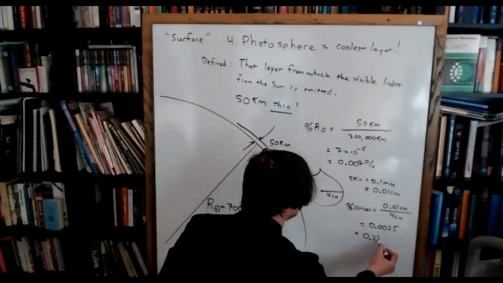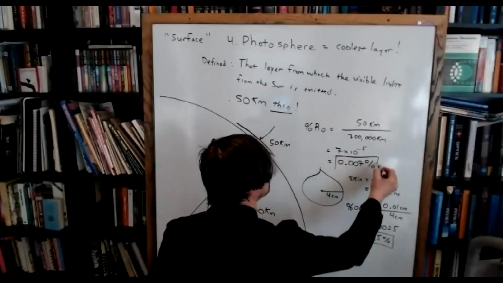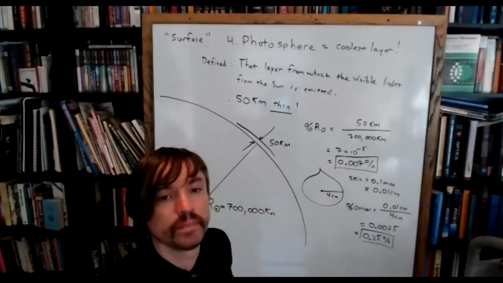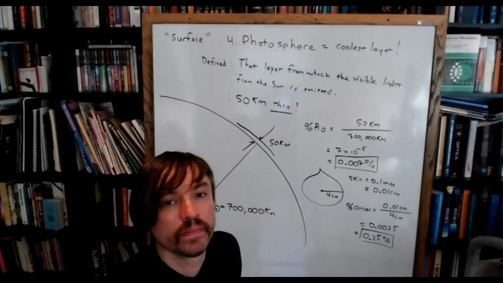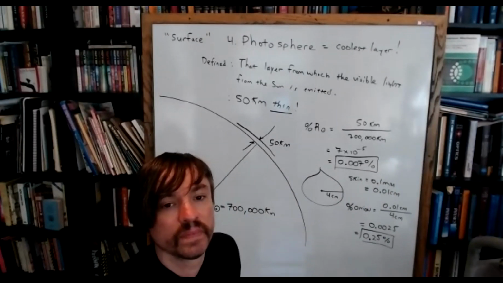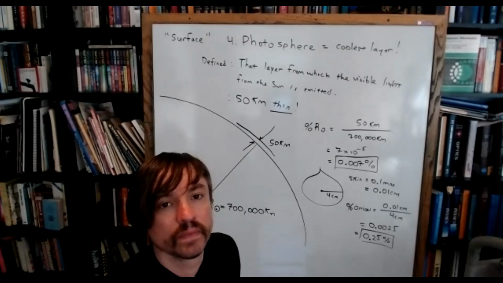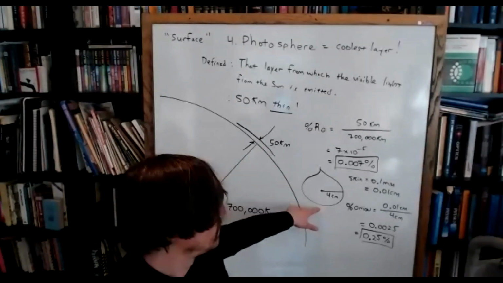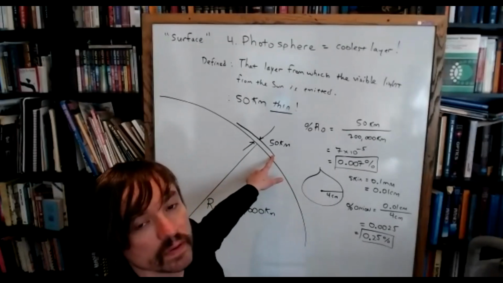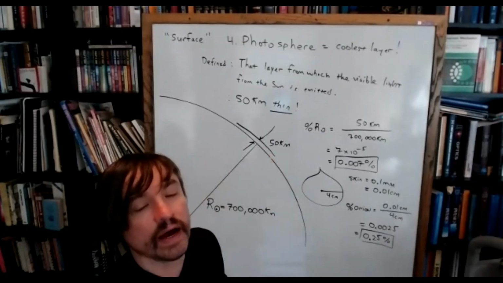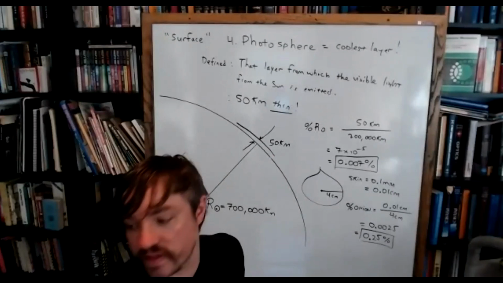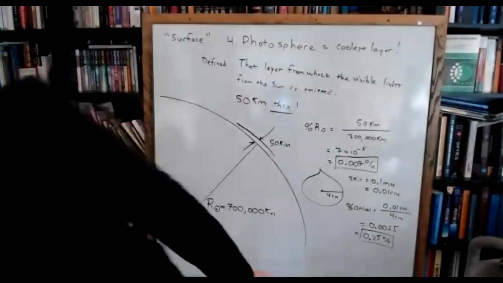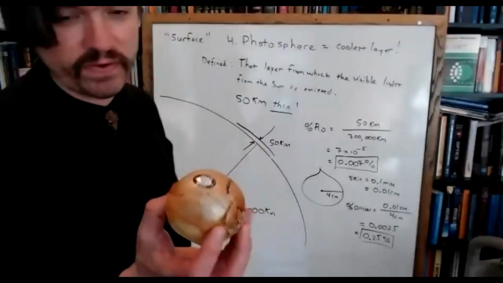Okay. Believe it or not, I have a point. What is my point? That by comparison, the outside layer of the onion is a lot thicker in comparison to the photosphere is to the sun. If you scale the sun down to the size of an onion, how many times thinner than onion skin would the photosphere be?